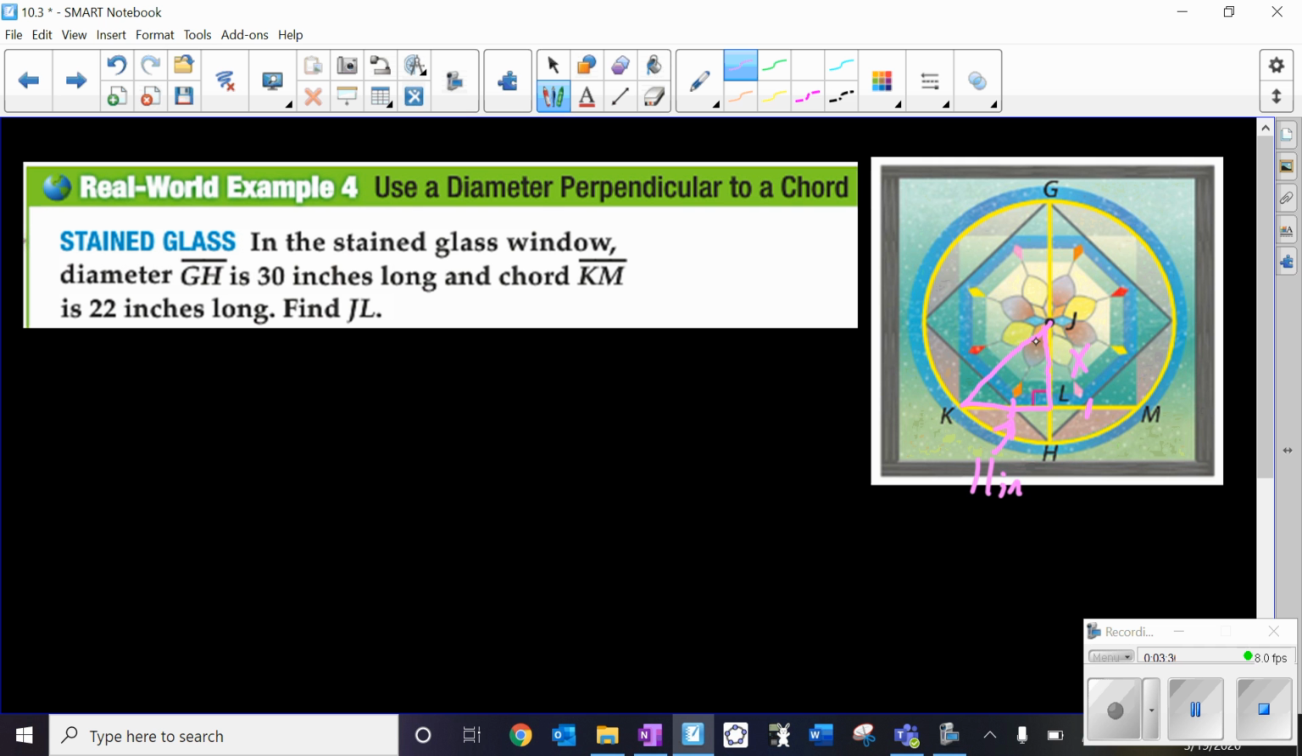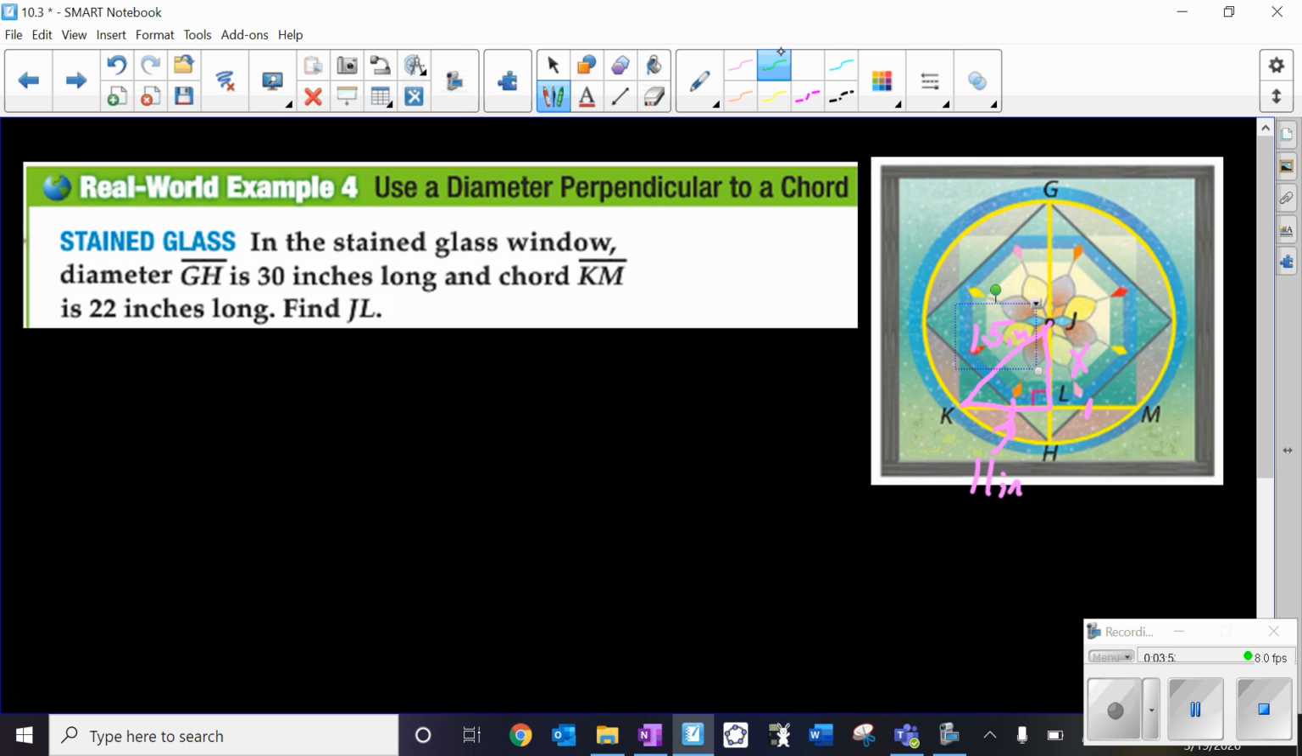I also know the length of JK. JK is a radius. I'm going from the center to the edge of the circle, which makes it a radius, or half of the diameter. In this case, I know the diameter is 30 inches long. I know that the radius has to be 15 inches.